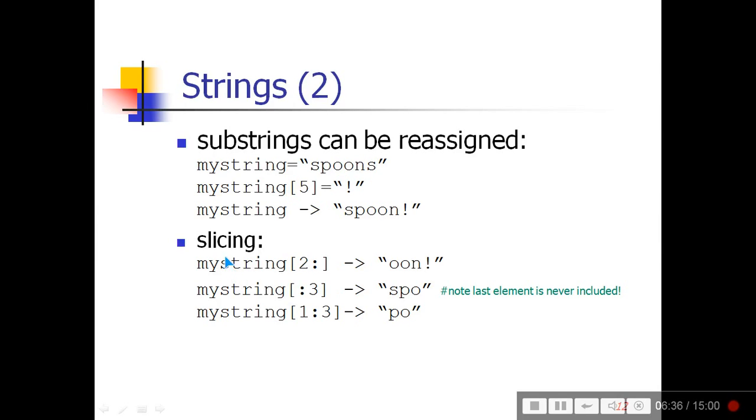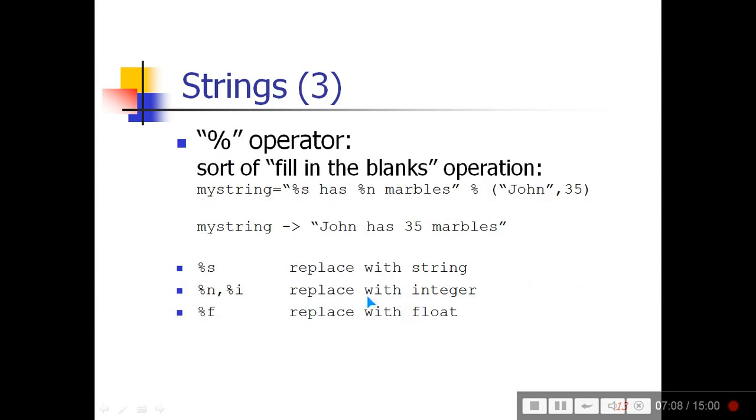And similar to this, we have slicing. If we do 2 colon, that means it will be a slice. SP will go away, and we will be left only with 00n. And slicing, if this colon is placed before this number, SPO will be sliced. And 1 colon 3, then from here 1, from here 3, so these 3 will be removed, this one will be removed, so we are left with PO.